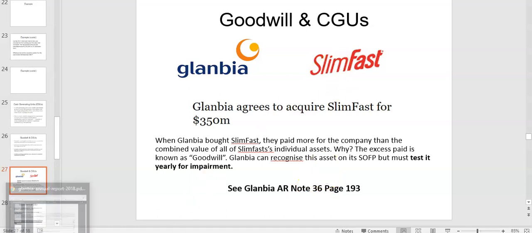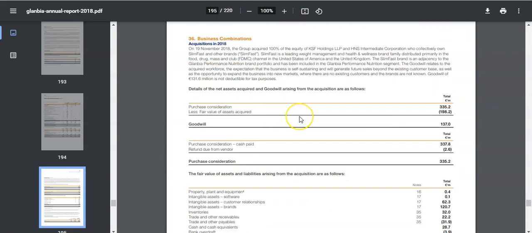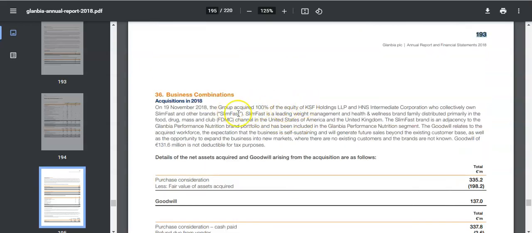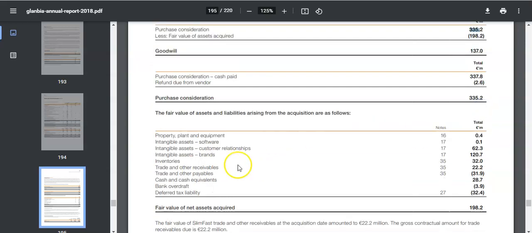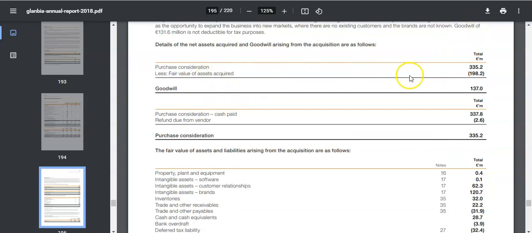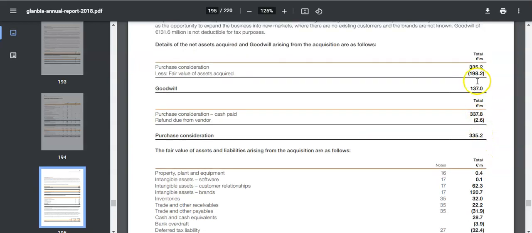So if you go to, you can get it on Google, Glanbia's annual report for 2018, page 193 of their document. You can see that Glanbia acquired 100% of SlimFast and they paid 335 million. And they got all these assets and liabilities as part of it. That's the cash generating unit. And you can see here, they paid 335, but the fair value of assets they acquired was only 198 million when they added them all together. So most of this is a premium above that. It's called goodwill. It's essentially only a plug figure.